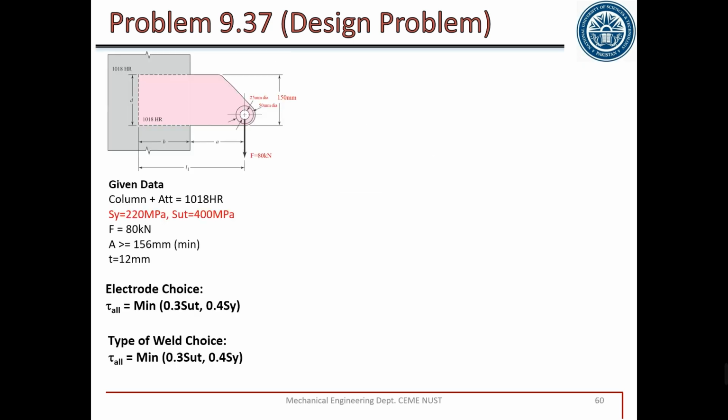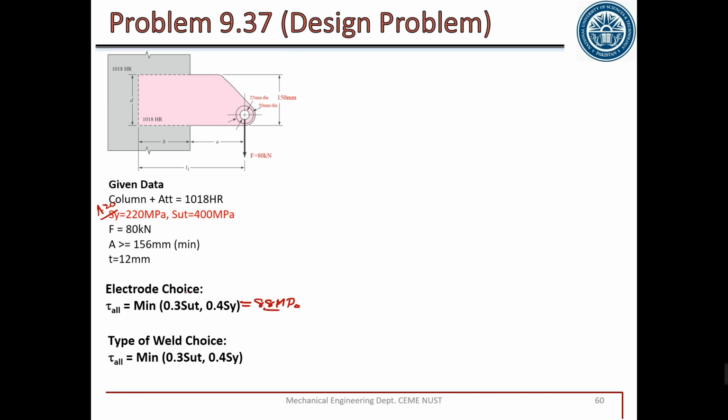So this is the given data. To save your time, I have already typed most of the data. Both the materials are made of 1018 hot rolled. So from table A-20, check the value of S_y and S ultimate, and from these values we get tau allowable. It is either 0.3 of S ultimate or 0.4 of S yield. It is exactly the same data as the previous problem. So the tau allowable is 88 MPa.